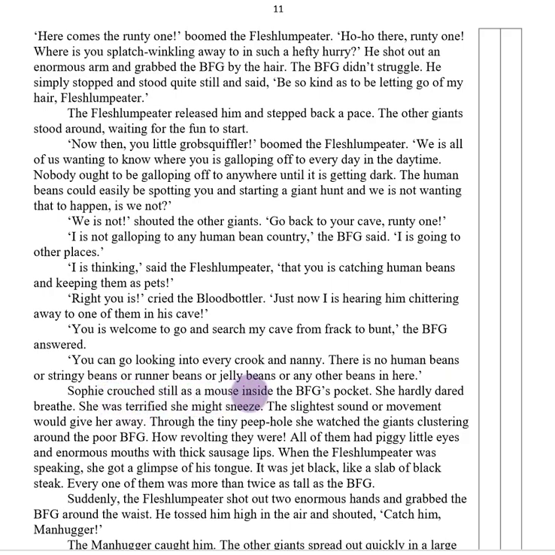Sophie crouched still as a mouse inside the BFG's pocket. She hardly dared breathe. She was terrified she might sneeze. The slightest sound or movement would give her away. Through the tiny peephole she watched the giants clustering around the poor BFG. How revolting they were! All of them had piggy little eyes and enormous mouths with thick sausage lips. When the flesh lump eater was speaking, she got a glimpse of his tongue. It was jet black, like a slab of black steak. Every one of them was more than twice as tall as the BFG.